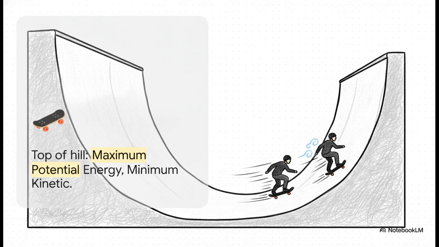Now they drop in. As they speed down the hill, their height drops, meaning their potential energy is steadily decreasing. But where does that energy go? It transfers directly into speed, so as potential goes down, kinetic energy hits its maximum. It is a perfectly balanced seesaw of energy transfer. Now let's look at a car.